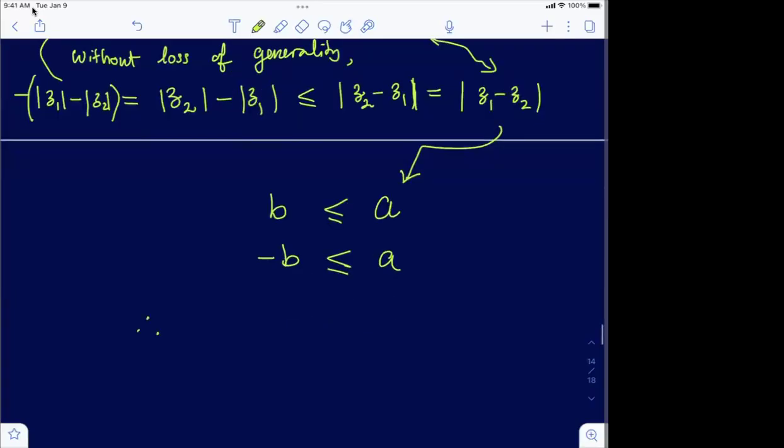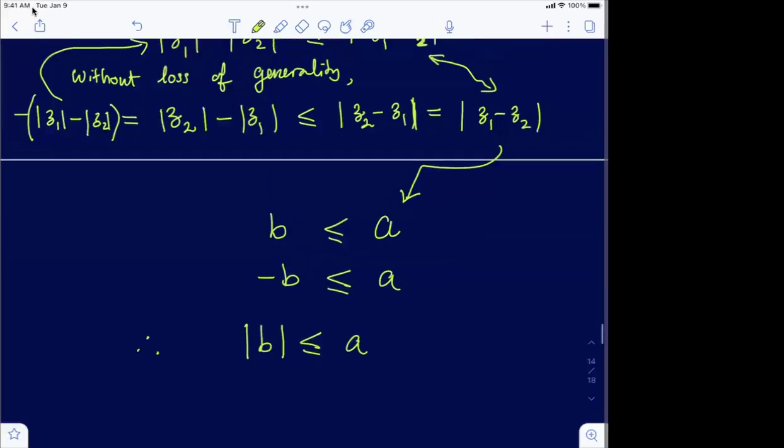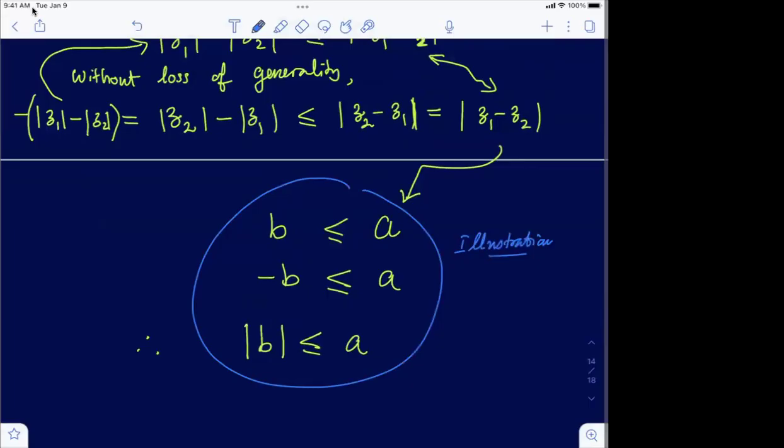Therefore, if you get the absolute value of b, that should be less than, because there are two cases here, both cases are beating, in both cases a is beating the value itself or the negative value of b. Because of that, you end up getting this. Now that's exactly the observation that you want to have. Now this is not a part of the proof, therefore I'm just going to have it as an illustration. So make sure to remove it from your consideration when you write the proof.